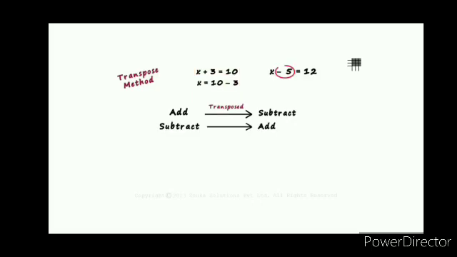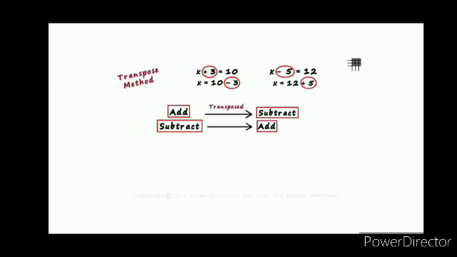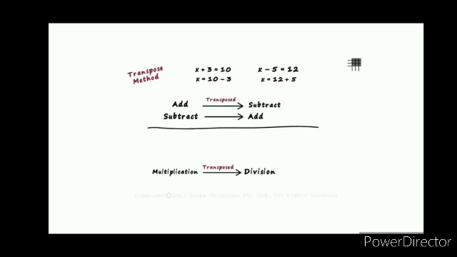Here is the second concept. Whenever a number is subtracted from a variable, when we transfer it to the other side, it will become addition. Look at this equation: x minus 5 is equal to 12. When we transfer minus 5 to the right-hand side, it will become addition. When a term is transposed to the other side, addition becomes subtraction and subtraction becomes addition. Basically, transposed means transferred. A similar concept is applicable for multiplication and division.